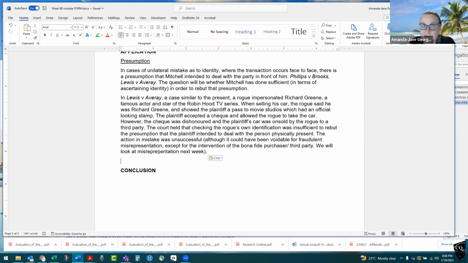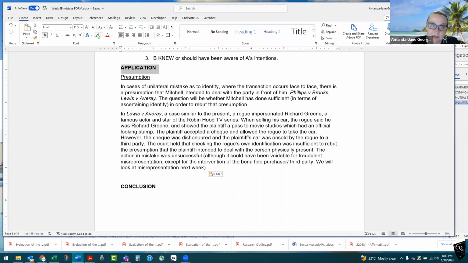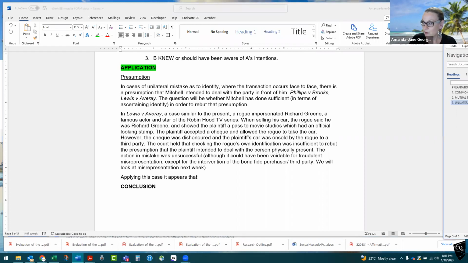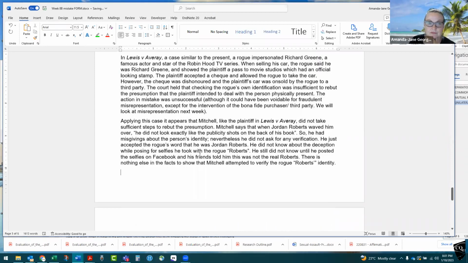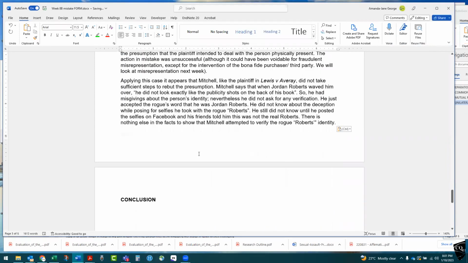Okay, so then you flag for the marker that you're going to then be applying the case law to your facts, because this is an application section. How do you flag it for the marker? Say something obvious like, applying. Oh, in this case, it appears that Mitchell, like the plaintiff in Lewis and Avery, didn't take enough steps to rebut the presumption.